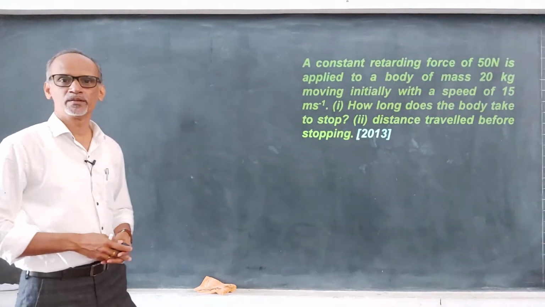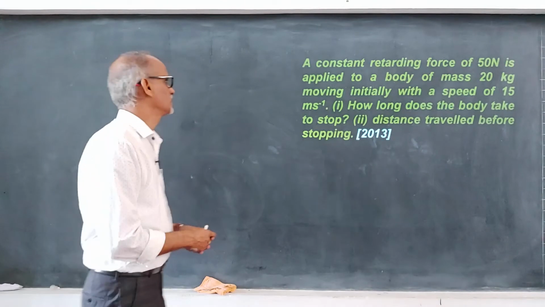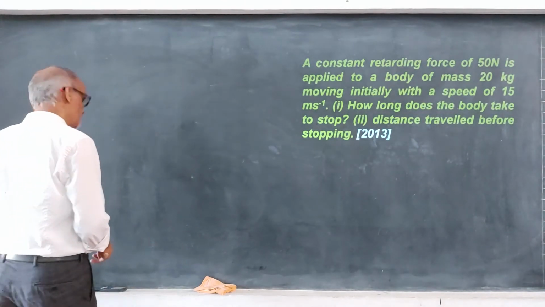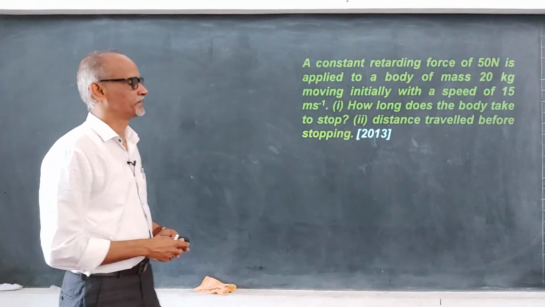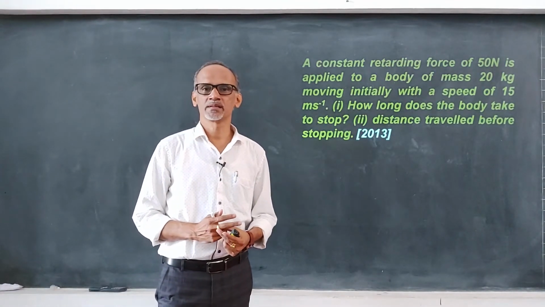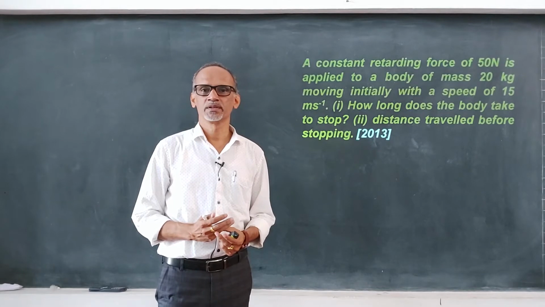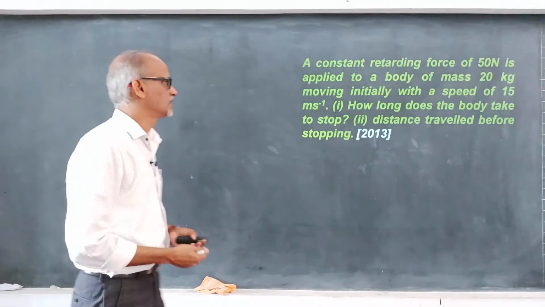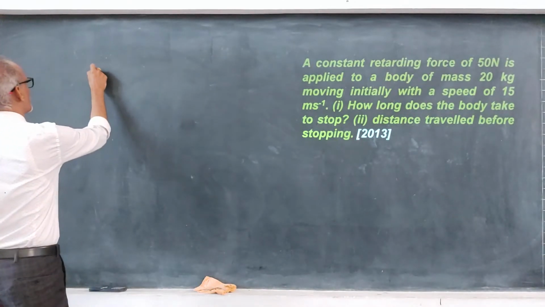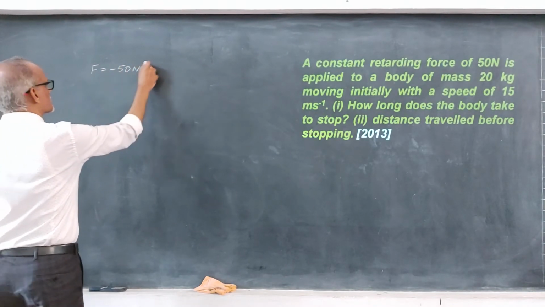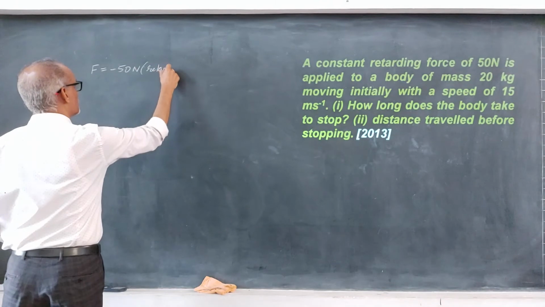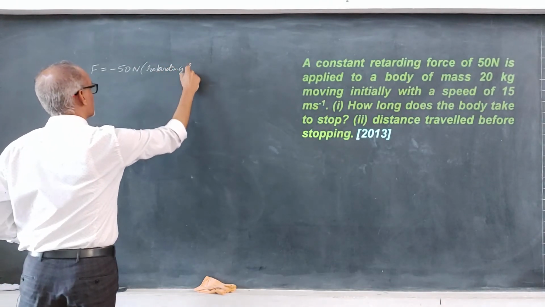So let's try some numericals from this particular chapter. So I'm going to start with the first one. A constant retarding force of 50 Newton. Retardation means negative acceleration, correct? So retarding force means again a negative force. That's why I need to write F = -50 Newton. Why minus? Because it's given in the statement that it's a retarding force.